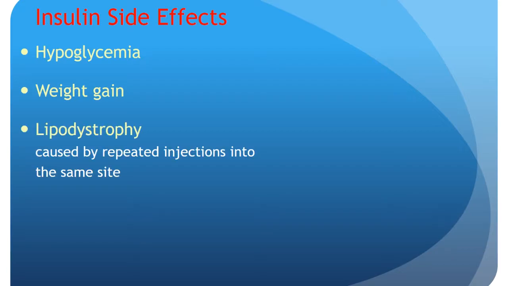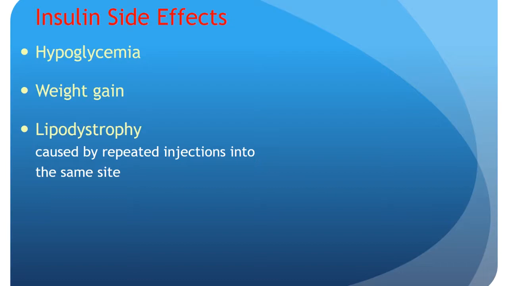Insulin side effects. The most important side effect of insulin is hypoglycemia. Hypoglycemia, very dangerous. How can we see it? A patient who takes insulin and does not eat is going to suffer from hypoglycemia. Weight gain. Remember, insulin is a lipogenic, anabolic hormone. It adds weight to your body. So you have to watch your diet and your weight before and during using insulin.